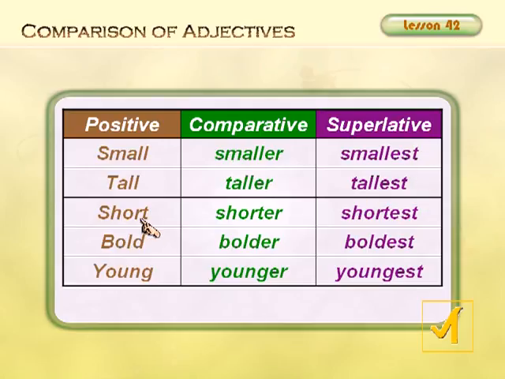Then short, when you add ER in the comparative, it becomes the comparative degree shorter. When you add EST, it becomes the superlative degree shortest. Bold, when you add ER to this, it becomes the comparative degree bolder. And when you add EST, it becomes the superlative degree, that is boldest. Young, when you add ER, it becomes younger, the comparative degree. And in the superlative, it becomes youngest, adding EST.